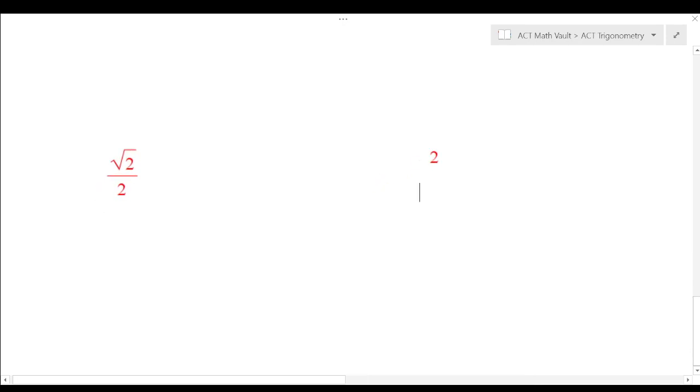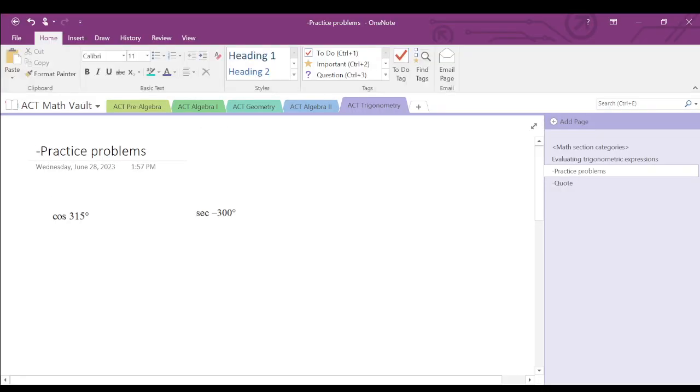Okay, solutions, here they are. Root 2 over 2, that's the same as the one we did earlier, just asking the cosine. And then we get 2 for that second one, because it's basically 1 over 1/2, which simplifies to just 2.